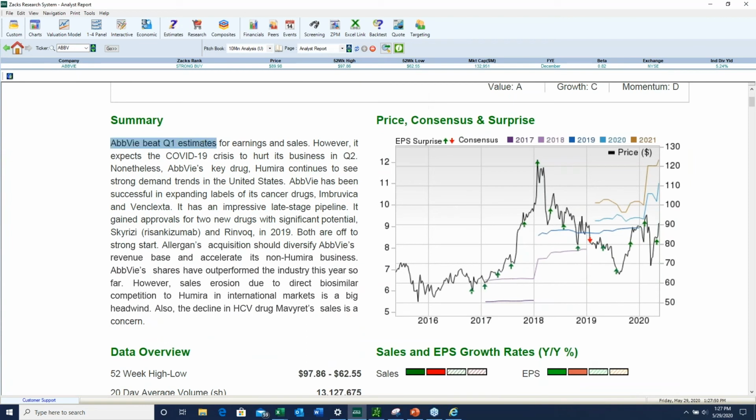AbbVie, this is switching from an entirely different industry, which is e-commerce as well as cloud computing, to pharmaceuticals. But you'll see here how versatile this proposed workflow is, where we can read exactly what's going on with AbbVie right now. It expects the COVID-19 crisis to hurt its business in Q2, but AbbVie's key drug Humira. So bingo, right there, it tells you exactly what the key driver of AbbVie is. It's Humira, their top drug that they produce.